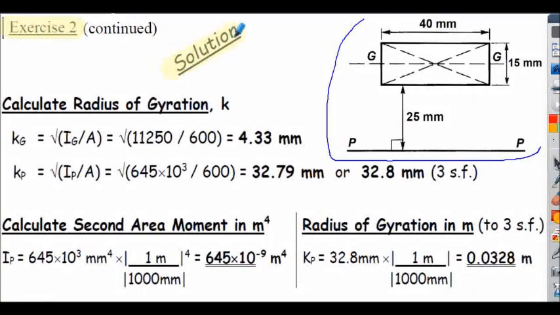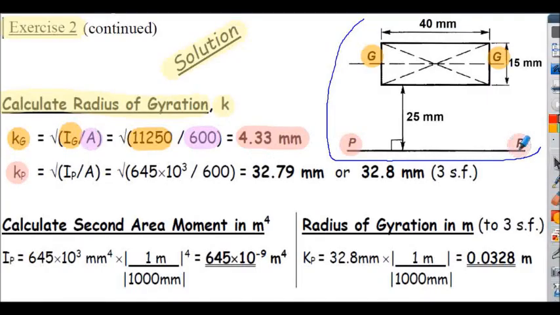Exercise 2, solution continued. Next you have to calculate the radius of gyration, K. You calculate the K about the GG axis and K about the PP axis. So K about the GG axis is the square root of the second area moment about the GG axis divided by the cross-sectional area. That evaluates to 4.33 millimeters, and the same approach for calculating the radius of gyration about the PP axis, shown here. That evaluates to 32.79 millimeters, or 32.8 millimeters to 3 significant figures.